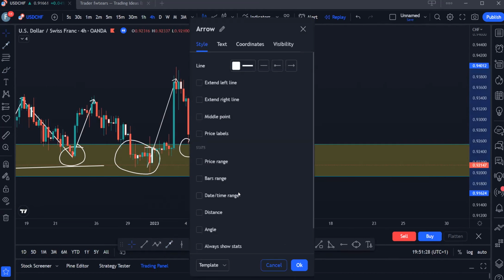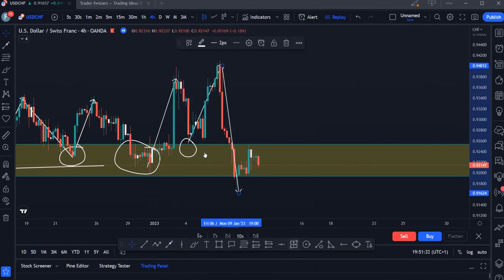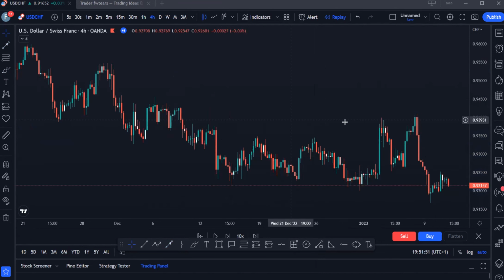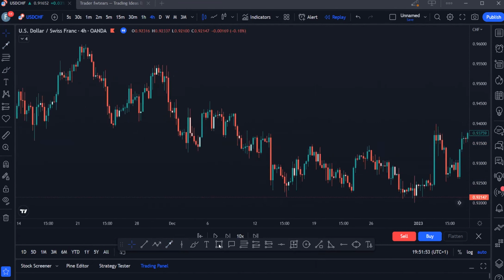That's why you just don't want to be buying at support. You have to look for certain confirmations before you buy, which we'll talk about in the future. But I just want you to have a general understanding of how support and resistance works. Okay, so let's identify more areas of support and resistance. Okay, so this is another support area.